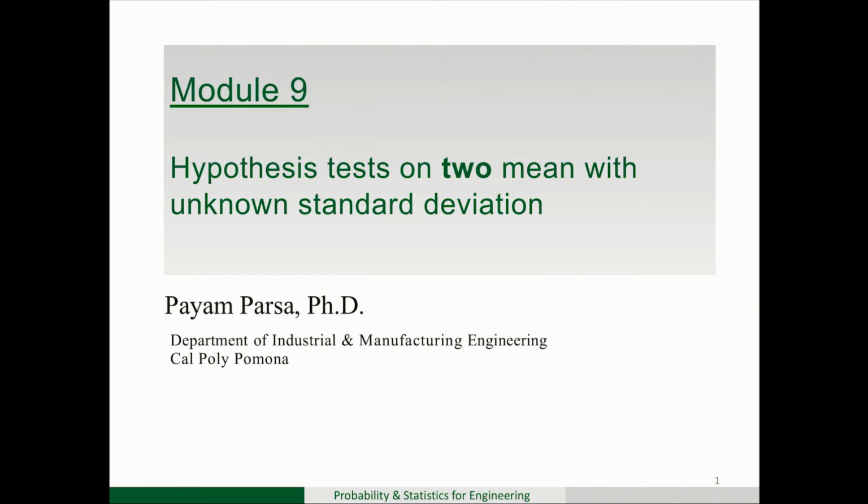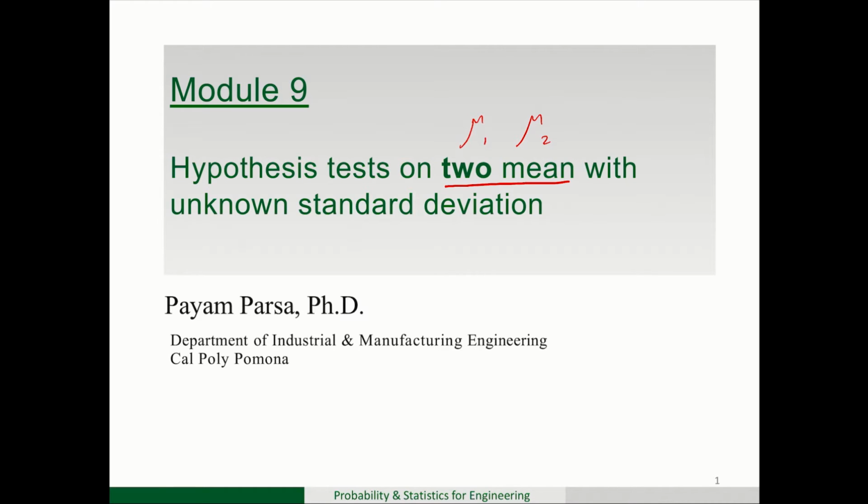Hello everyone, in this module we're going to look at a hypothesis test for two means, which basically means we're going to look at two populations. We're going to look at mu1 versus mu2. What we have been doing so far is only one population.